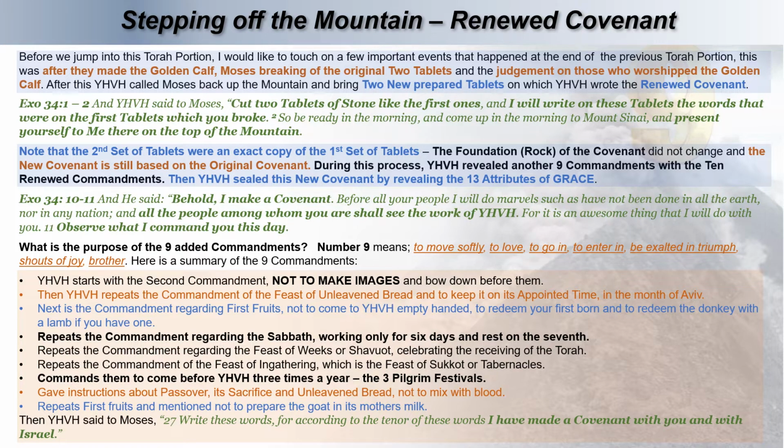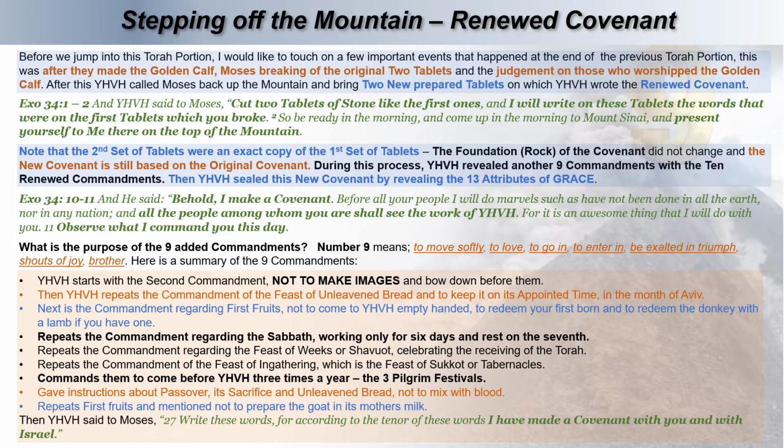Now, in relation to this, Yahweh also added 9 more commandments. But it's basically not adding them, it's repeating some of the commandments already there. So he re-emphasized this renewed covenant with the additional 9 commandments that he's now repeating. And the number 9, just for those who are looking at the Gematria, it means to move softly, to love, to go in, to enter in, be exalted in triumph, shouts of joy, and brother.